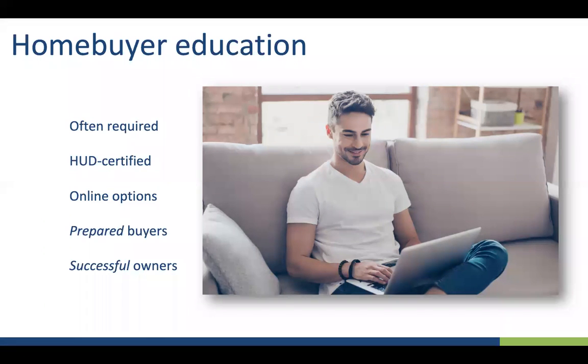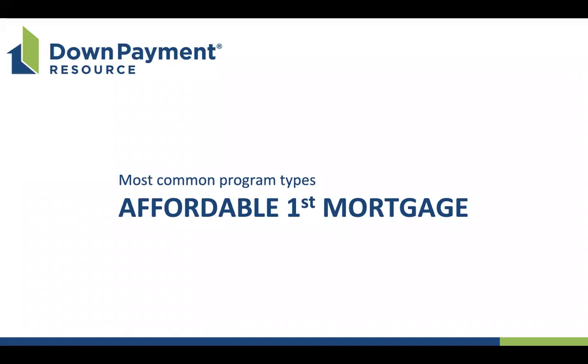And there's no reason for them to wait to do that class, because once they finish, they've typically got a good long time before they have to buy and close before that certificate expires. So that was a breakdown of the most common type of homebuyer assistance, which was down payment assistance programs. Now, I want to jump into the next type of homebuyer assistance, which are affordable first mortgage programs.